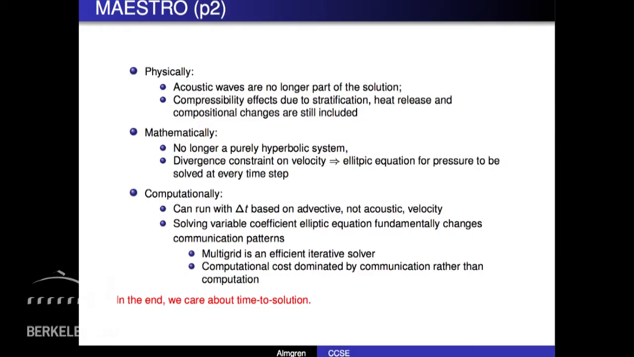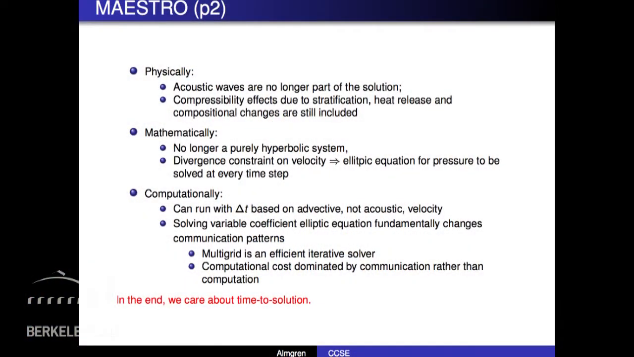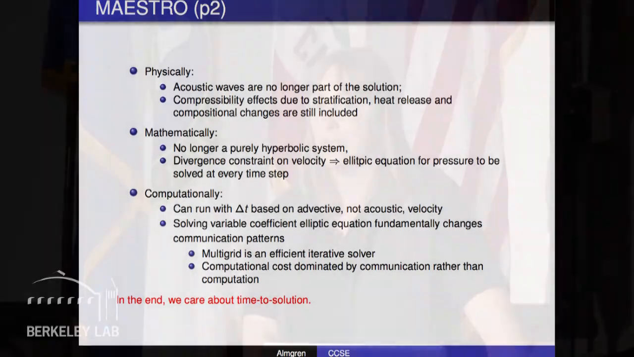Multigrid plays very well with AMR because AMR levels can look a lot like multigrid levels. So it's a very nice iterative technique. And it turns out the linear solver is what takes most of the time, not surprisingly. But I made the statement that in the end, we care about time to solution. And I will tell you that we can do a calculation with Maestro that we cannot do with Castro. So that answers the question, is it worth it?